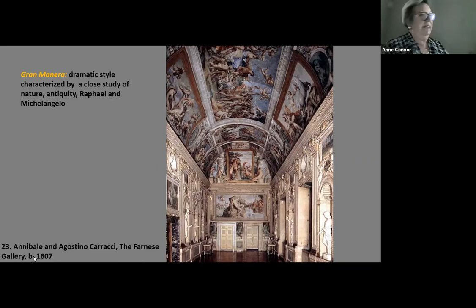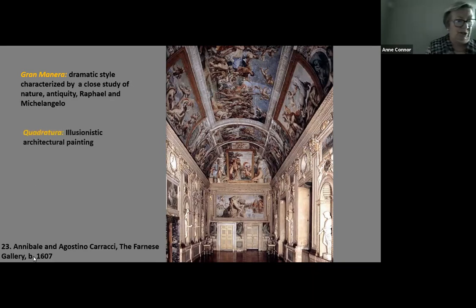The style that they're going to use is very much what they call the Gran Maniera. It's that dramatic style that is characterized by a close study of nature, of antiquity, and when we talk about that, it's Raphael and Michelangelo. Raphael for the very balanced composition, Michelangelo for the incredible study of anatomy and position in general.